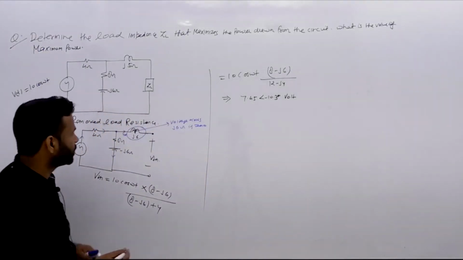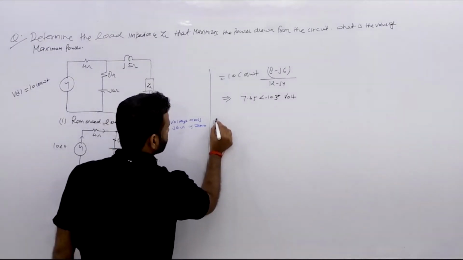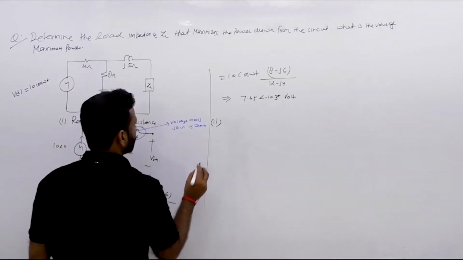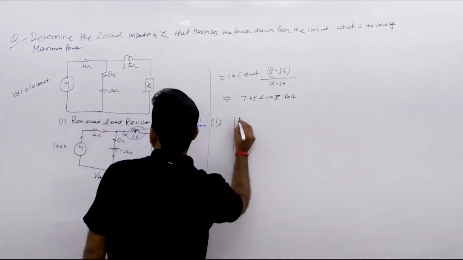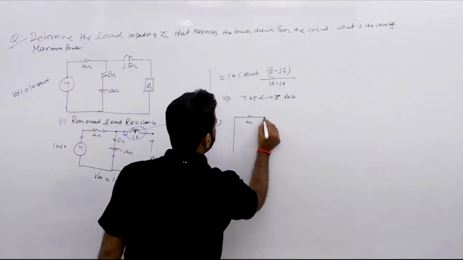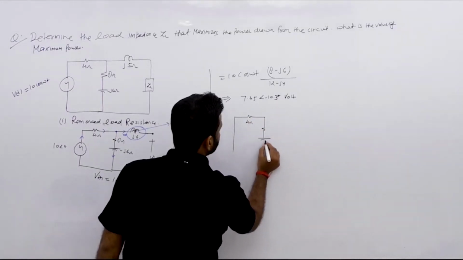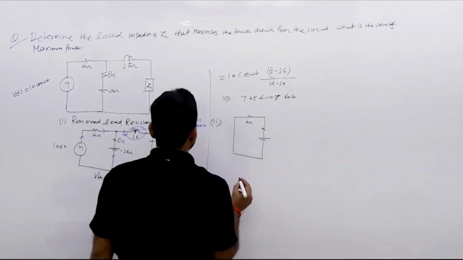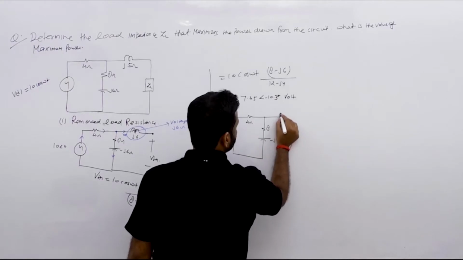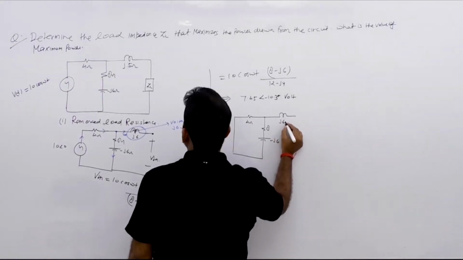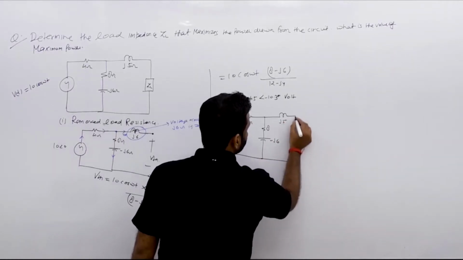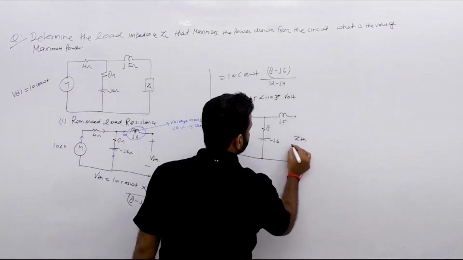So the second step is finding ZTH. For finding ZTH, the voltage source should be shorted. So it is short. Then we have 4 ohm, then we have 8 and the capacitor whose value is minus j6, so it is 8 minus j6, and we have an inductor of j5. So here we have to calculate the ZTH now.